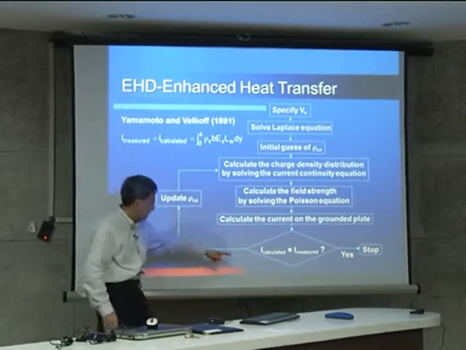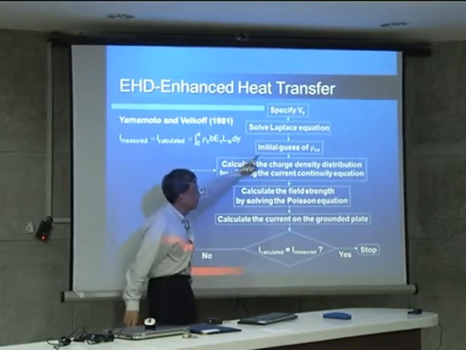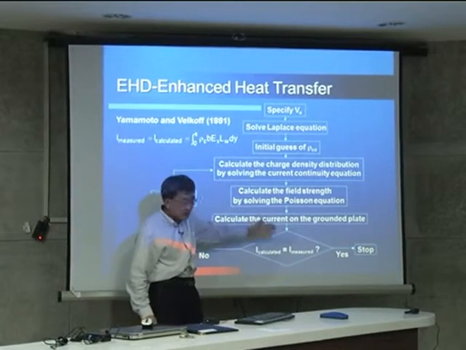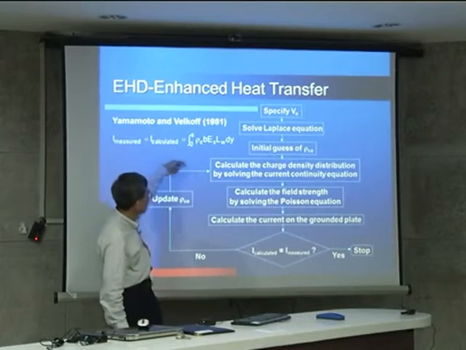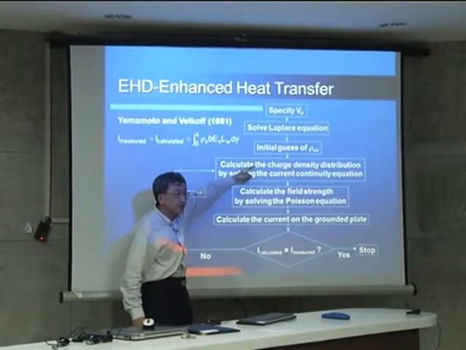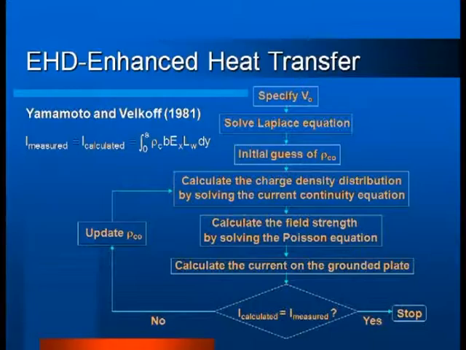If they match, then we know this value we assume is correct. Then we can terminate this calculation. If not, then we have to go back and update this charge density at the wire and redo the calculation. Okay, and so this is for the electrical field part.